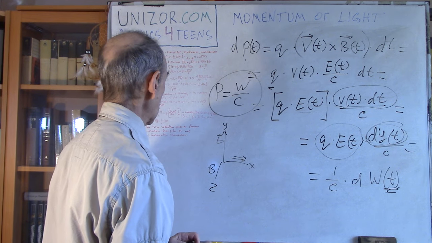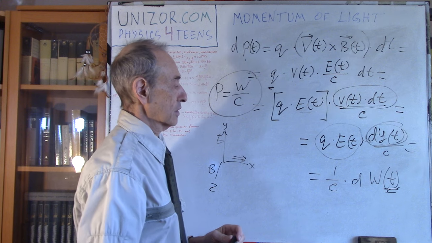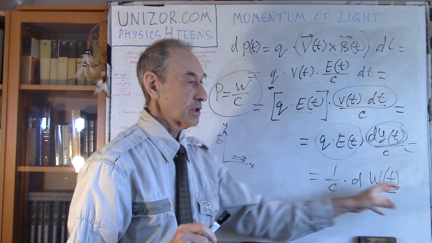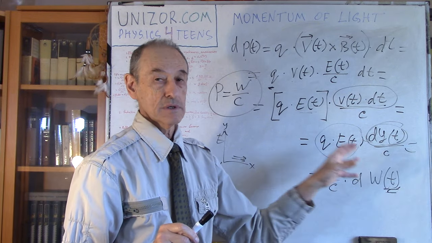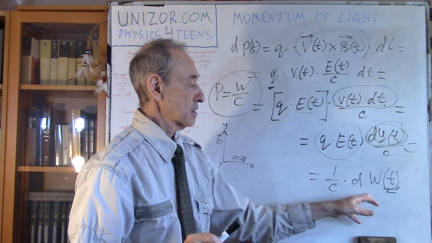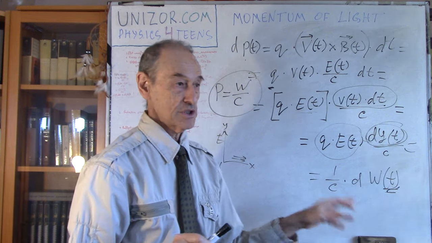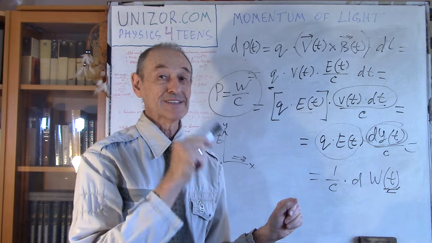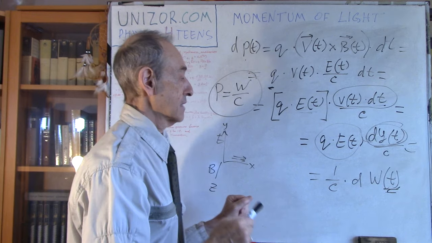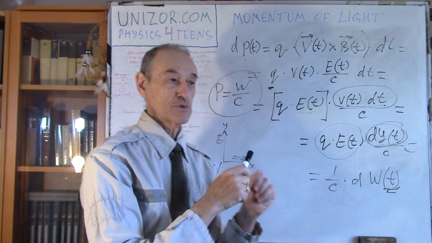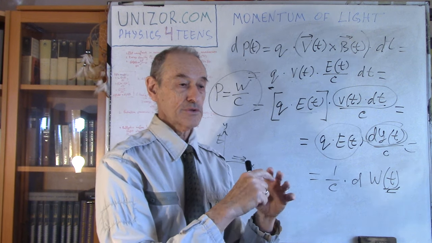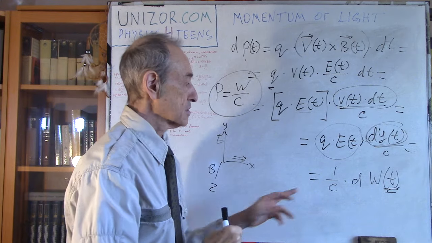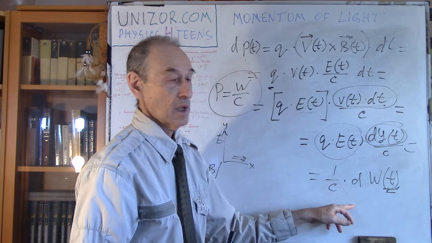Now, this is energy which is flowing towards the object in the infinitesimal amount of time dt. Now, remember, we were talking about energy flux density. Energy flux density is the amount of energy which is going through a unit area during the unit of time, right?